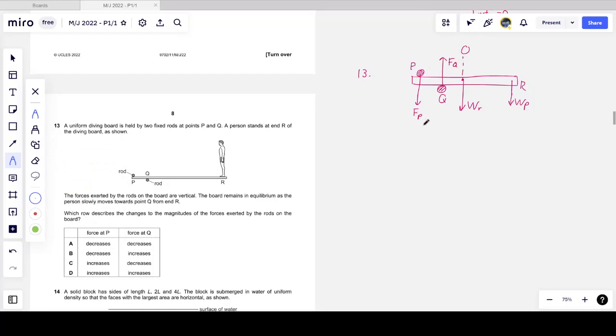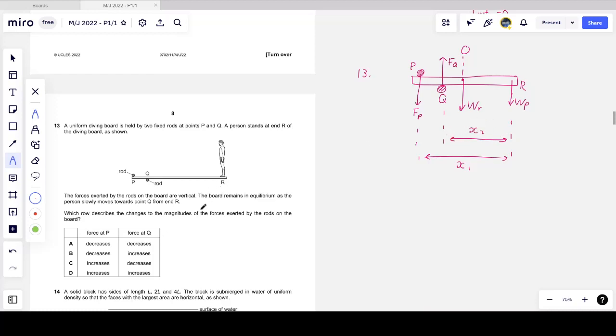And let's start labeling some distances. I know this seems a bit tedious, but I want to be thorough. If I decide to label the distance from P to R as x1, remember the person's moving from R towards Q, so x1 is indeed a variable. And the distance from Q to R, I'm going to call x2.